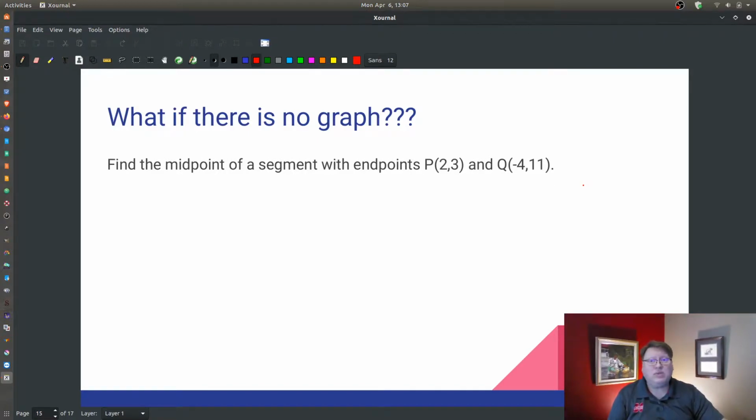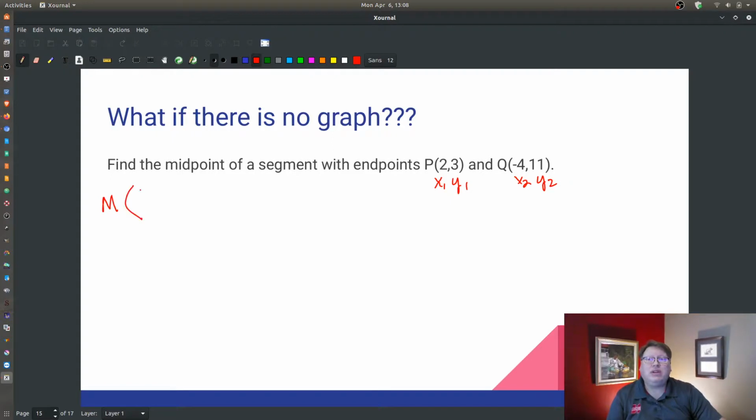It doesn't matter which one you call x1, y1. Just pick one. I usually take the first one, and that'll be my x1 and my y1. And then my next point I will label x sub 2 and y sub 2. And the formula doesn't change. So we're going to write down the formula.